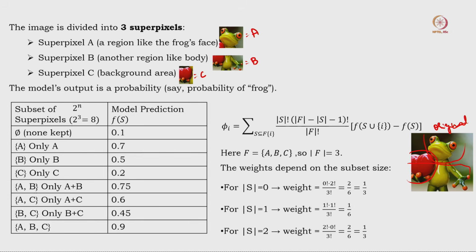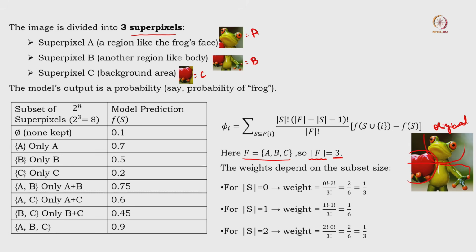Now, what is F? F is the set of features we have considered. For SHAP, the feature here is a superpixel. Therefore, F is equal to {A, B, C}. And what is the cardinality of F? The cardinality of F is 3. What is this 3? 3 divisions, totally 3 segments that we have made, 3 features that we have considered. Those features here are superpixels.